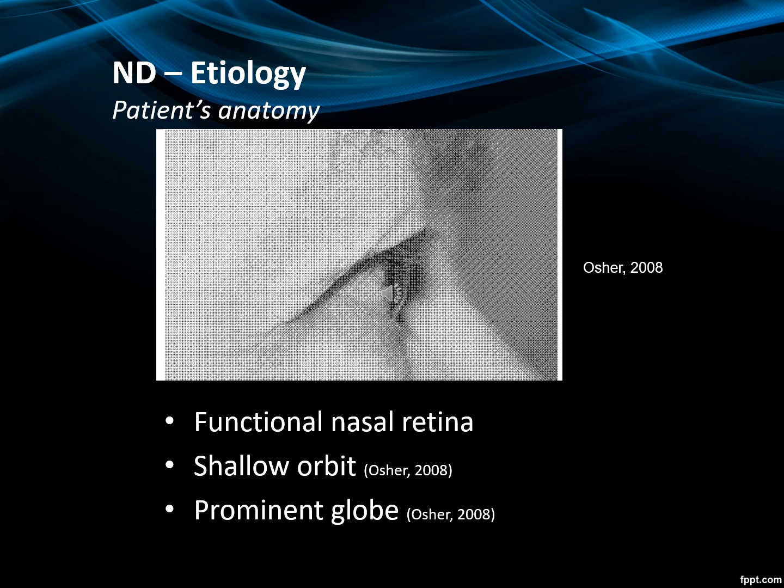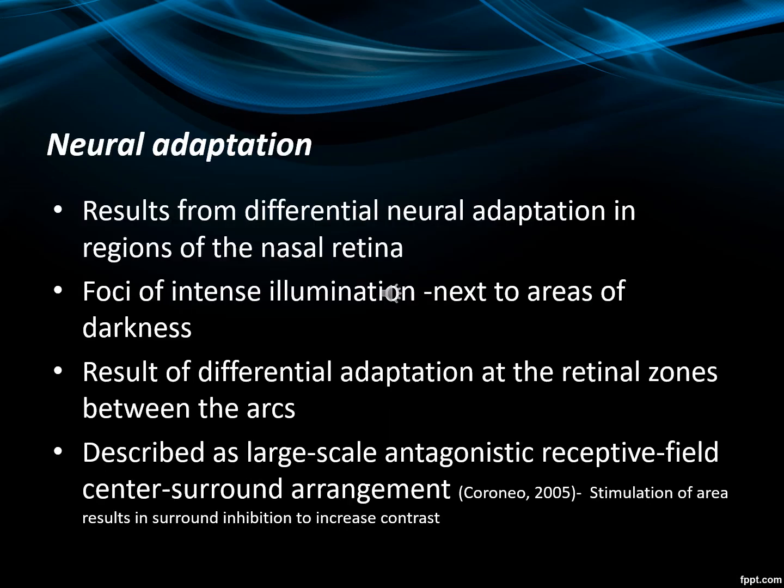Bobby Osher published in 2008 that a patient's anatomy may contribute to negative dysphotopsia formation. He also agreed that there has to be a functional nasal retina, but also thought that maybe patients with a shallow orbit and a prominent globe may have an increased likelihood of developing negative dysphotopsia.